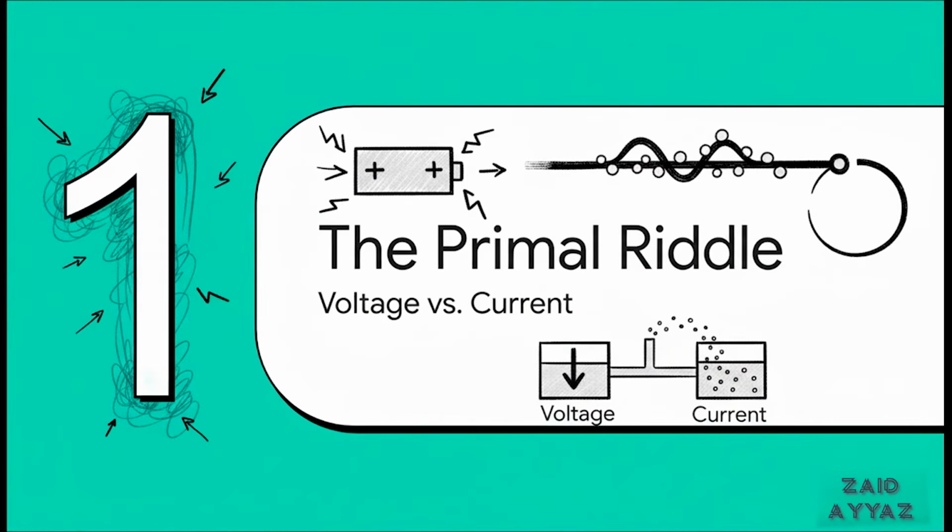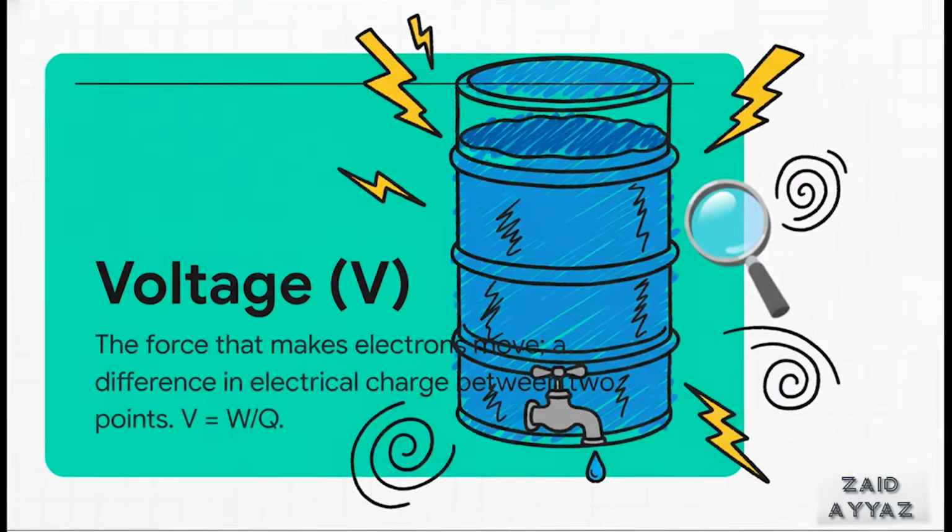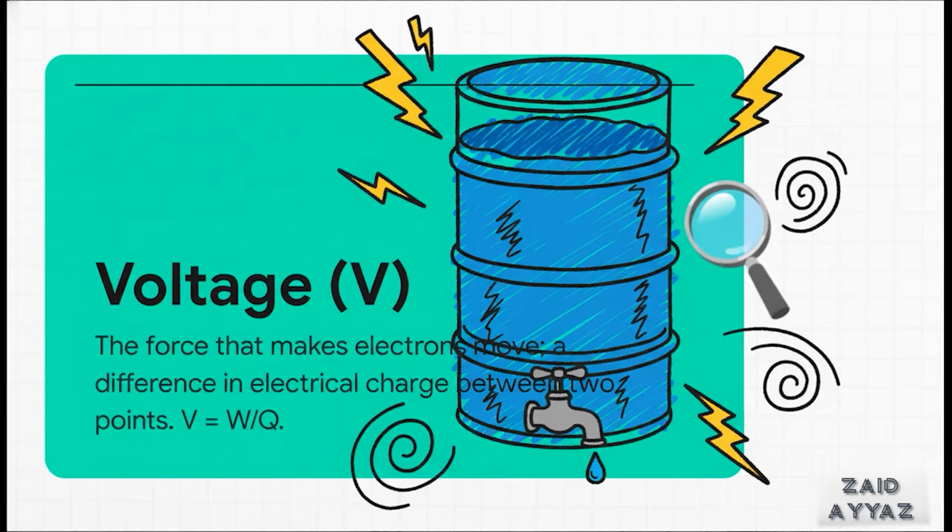Okay, so let's dive into the nitty-gritty. We're going to start with the two concepts that trip pretty much everyone up at first: voltage and current. What are they really, and what's the difference? The easiest way to think about voltage is to imagine water in a tank. Voltage is like the water pressure. It's all that potential energy, that force just sitting there, waiting to be unleashed. And here's the key. You can have pressure in the tank even if no water is flowing out at all.